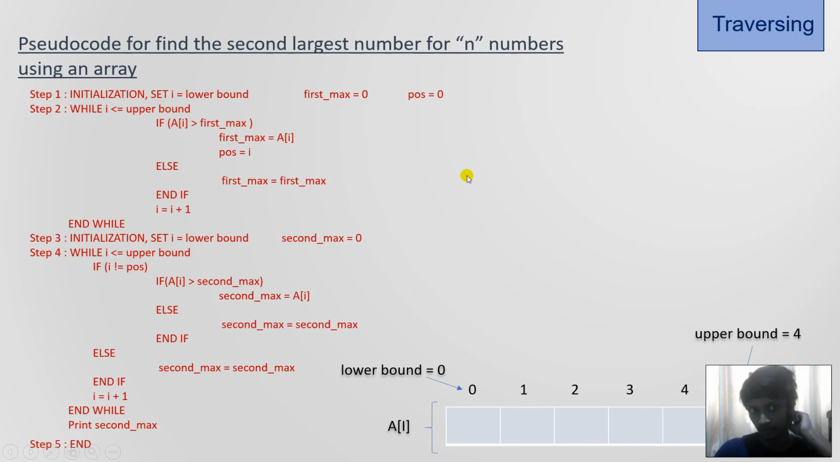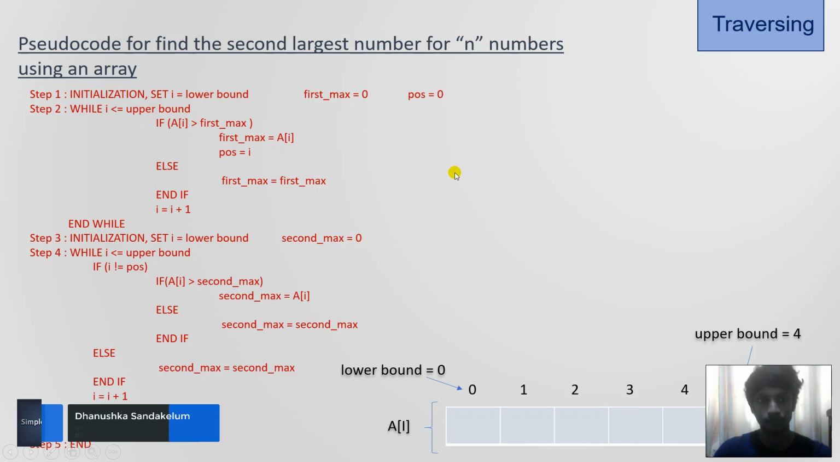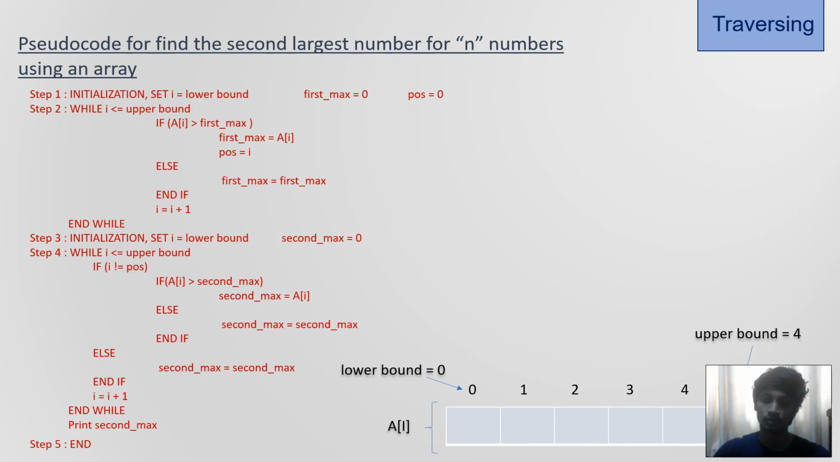I'm going to talk about how to implement a pseudocode to find the second largest number in an array. It's very easy to find the largest or the smallest number in an array, but finding the second smallest position or the second largest position of the array is different from our previous general larger or smaller algorithms.